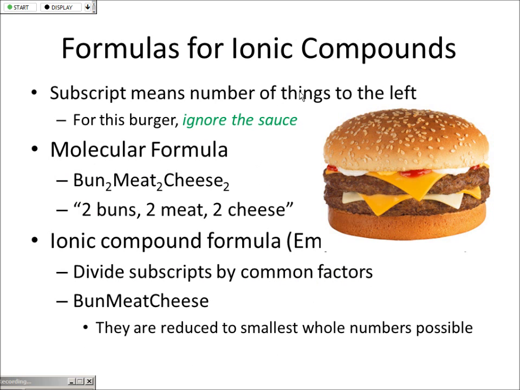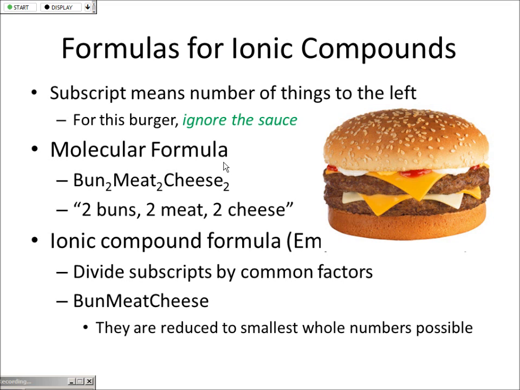We can do this one as well. This burger has 2 buns, 2 burgers, 2 layers of cheese. Forget the sauce that's there. This is from Jack in the Box, in case you're interested. I could write bun 2, meat 2, cheese 2, ignoring the sauce. So it has 2 buns, 2 meat, and 2 cheese.